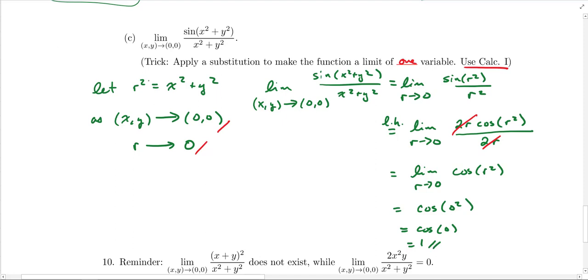By the way, folks, some of you might be wondering, I didn't have to actually use r squared. I could have just used r for this substitution, and it would still work. The reason why I picked r squared is you will see several other problems where r squared is the appropriate substitution to use.